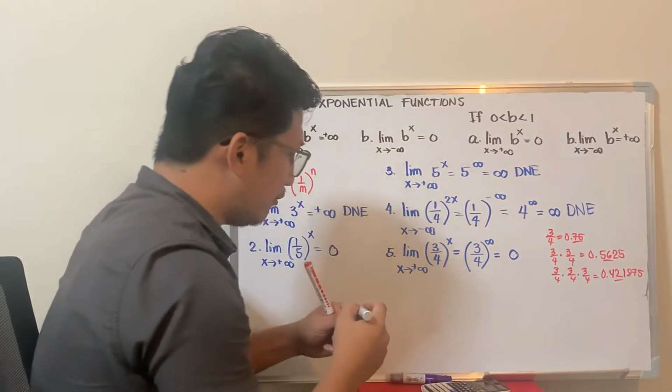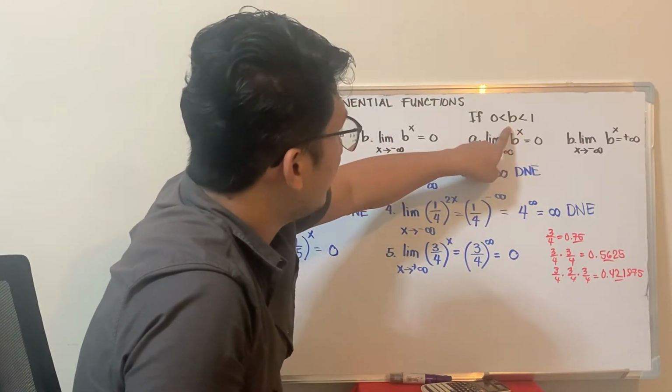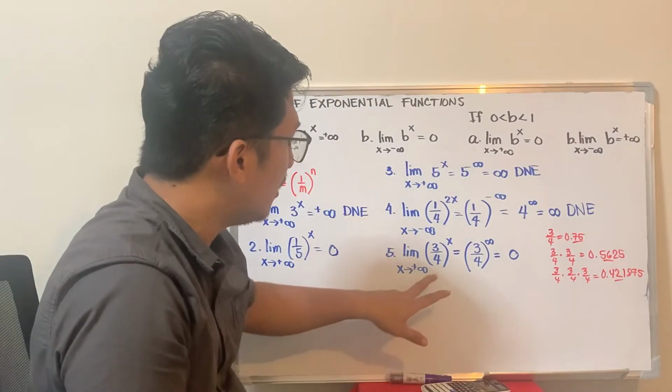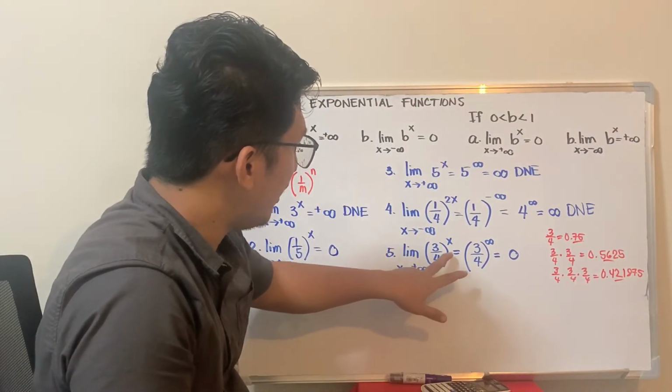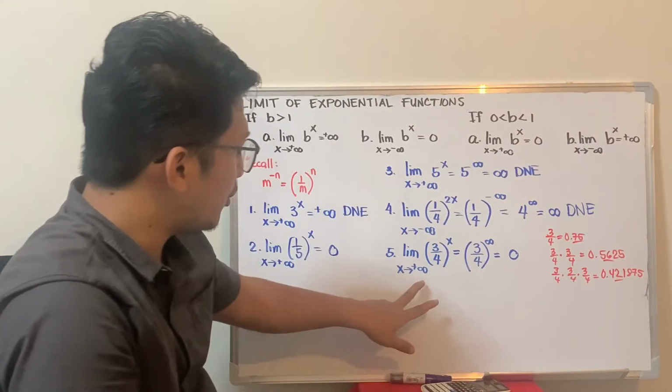So it says that for this 3/4, the condition is greater than 0 but less than 1. So 3/4 is greater than 0 but less than 1. It says, if it is raised to x, as x approaches infinity, it's always equal to 0. So that is the concept.